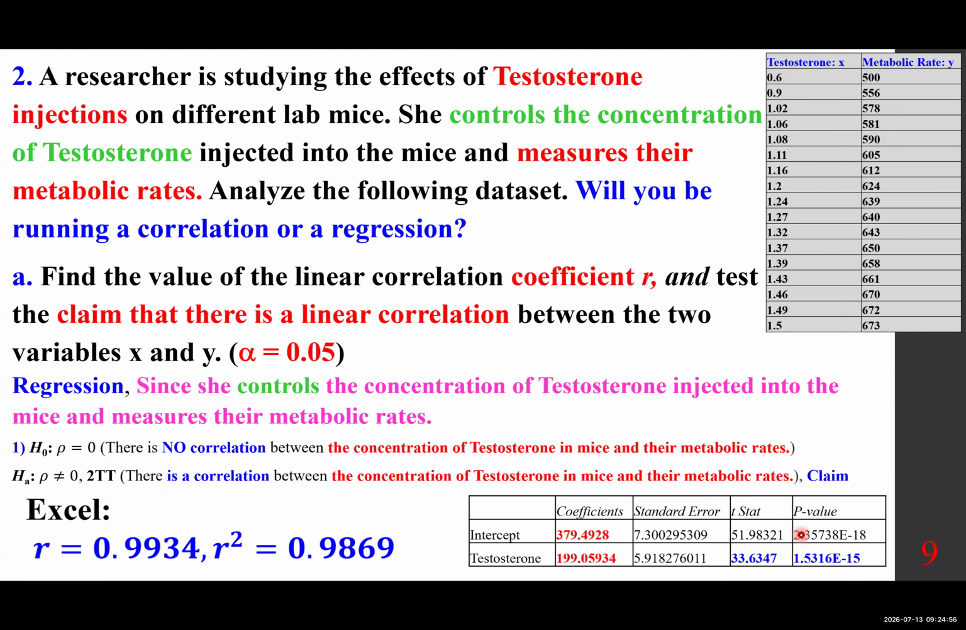So according to Excel, R is 0.9934 and R squared is 0.9869. So those are the values that we get from Excel. And then we have these coefficients, standard errors, T stat, P values. So we're going to figure out what they are. But this is according to technology. Now we are going to go through the process and make some sense out of what we got.